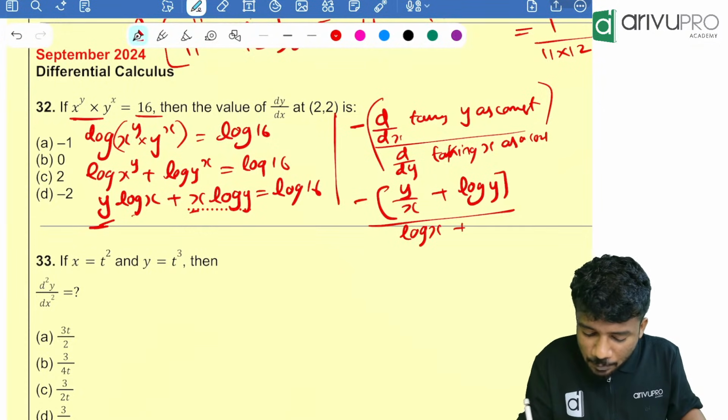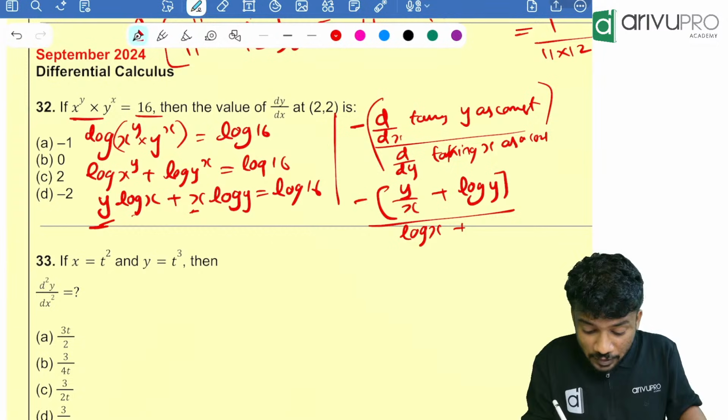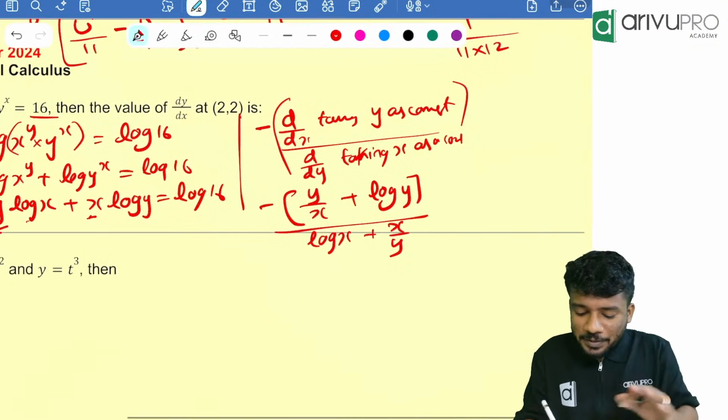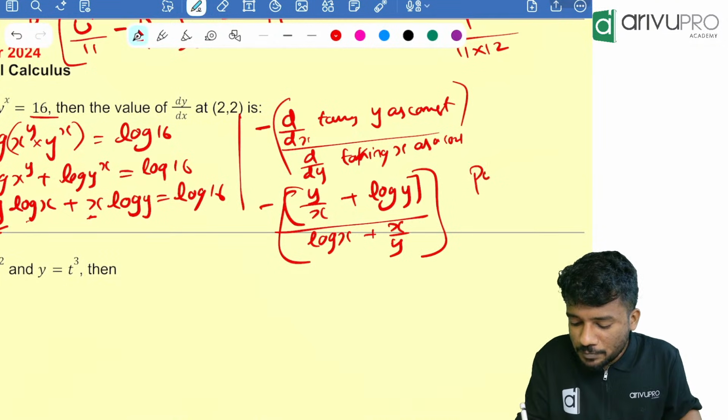Log x will remain, plus x is a constant. Then x by y will remain. So this is your answer. Now people, the question is what? Put x is equal to 2, y is equal to 2.